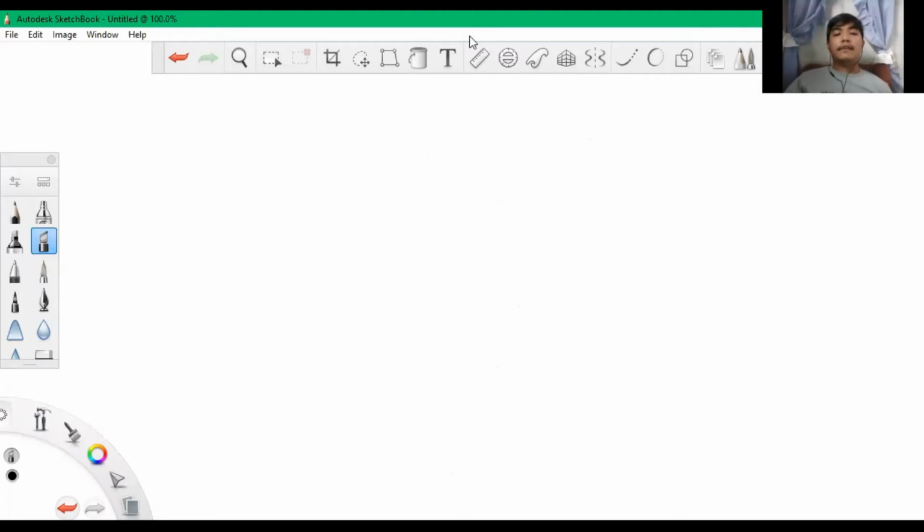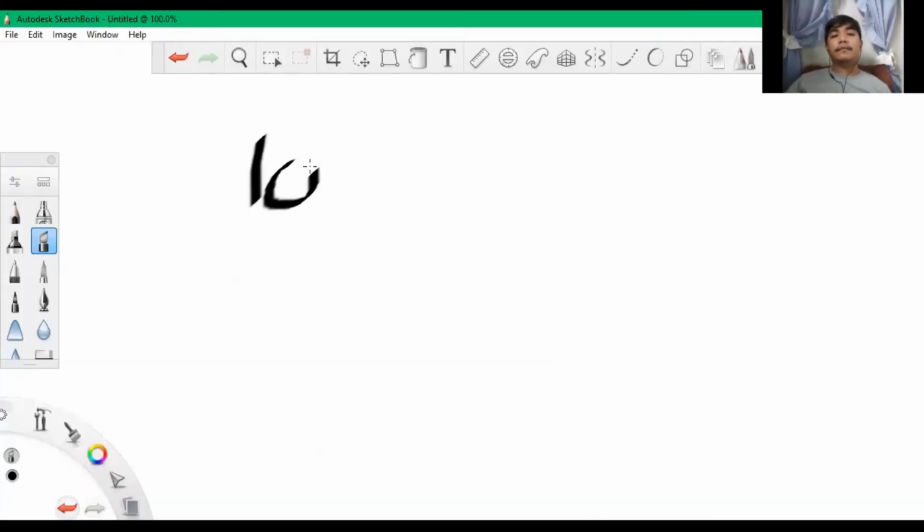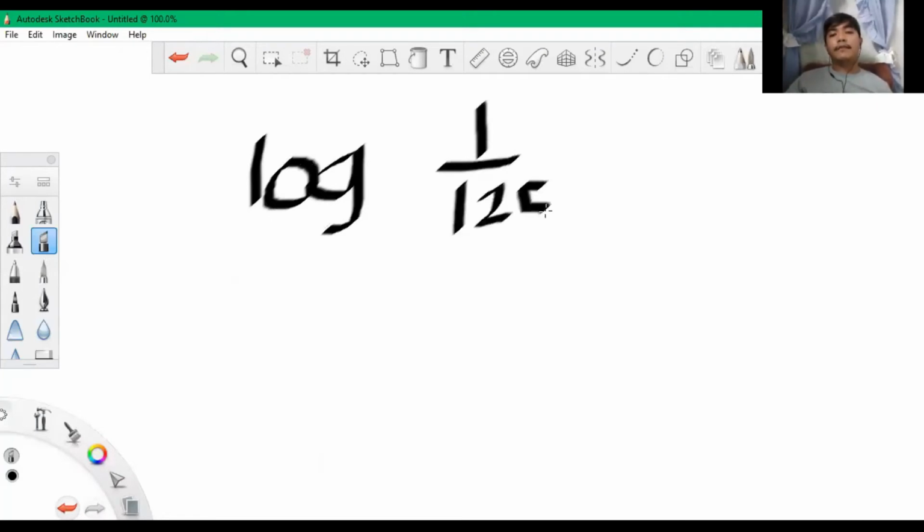Okay, let's have another example. Let's have the logarithm of 1 over 125 to the base 5. So let's have this one, the logarithm of 1 over 125 to the base 5. Again, the missing part is the exponent. So we have to solve for the exponent.